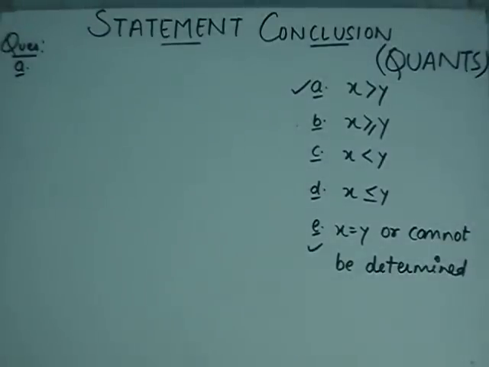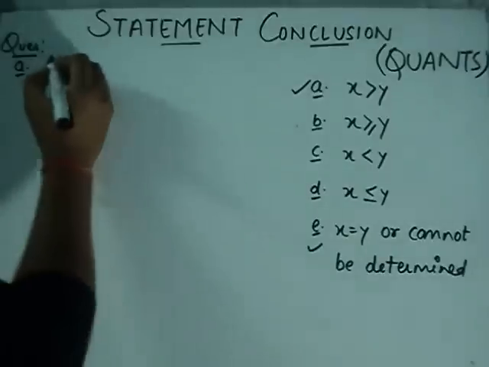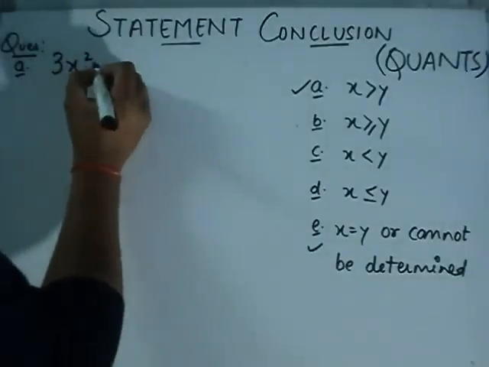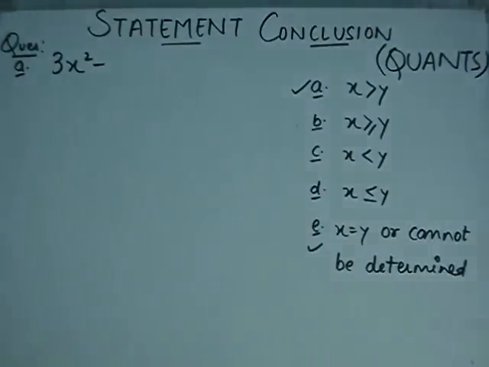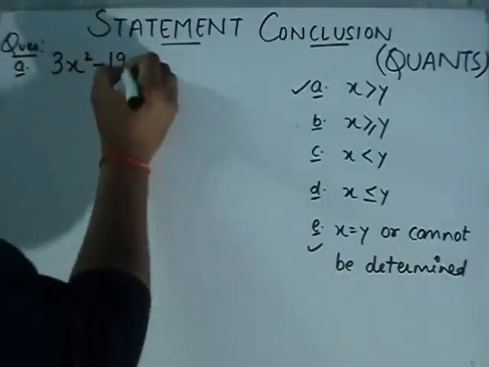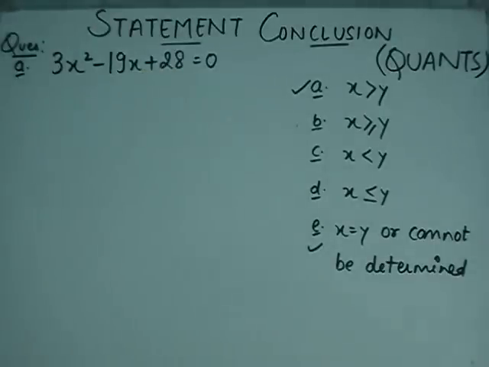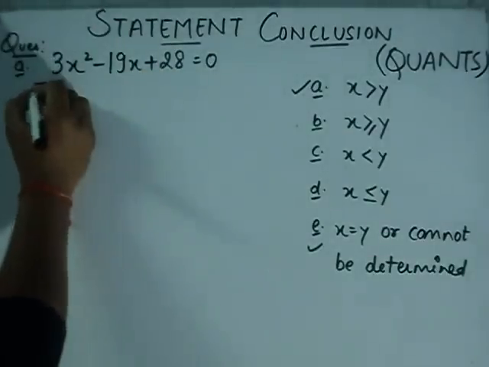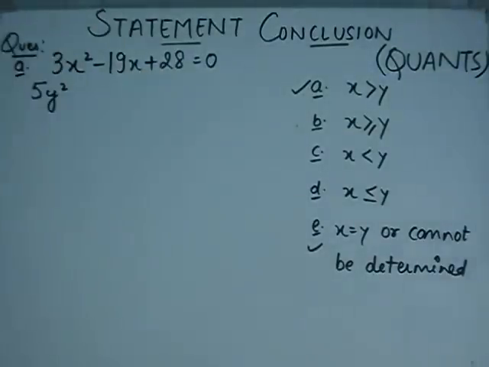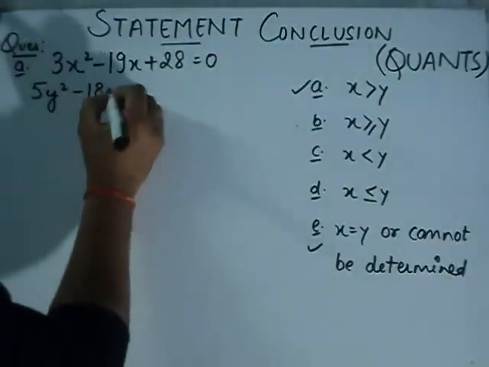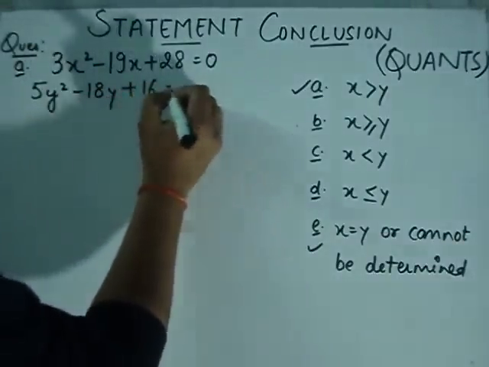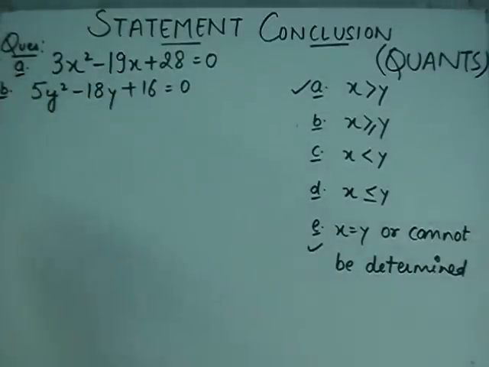As we discussed two numericals, now we have a numerical with the equation 3x square minus 19x plus 28 is equal to 0, and our next equation is 5y square minus 18y plus 16 is equal to 0. It is our B form.